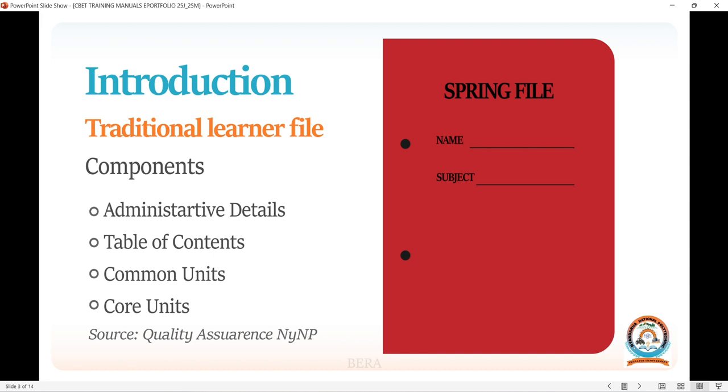So what was required for the traditional file? You were supposed to have the administrative details as the first thing when we open the file. These administrative details include your documents from the previous course, the admission letter, the passport, the school ID, plus other details which show who you are. Actually, it's like your profile.